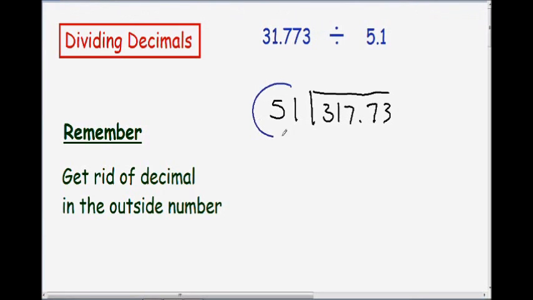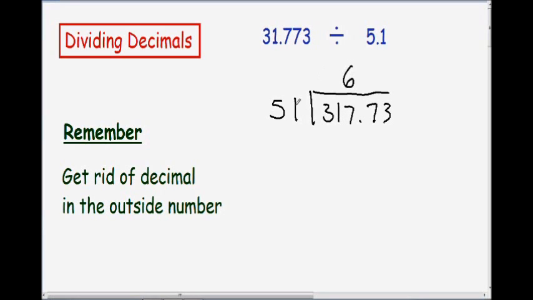So now that we got rid of the decimal in the outside number, we can just divide this using normal long division. So let's just get started right away. 51 goes into 3 0 times, since 51 is bigger than 3, so we'll move to the next digit. 51 goes into 31 0 times, since 51 is bigger than 31, so we'll move on to the next digit. 51 goes into 317, how many times? Well, we know that 50 goes into 300 6 times, so I'm going to guess that 51 goes into 317 about 6 times.